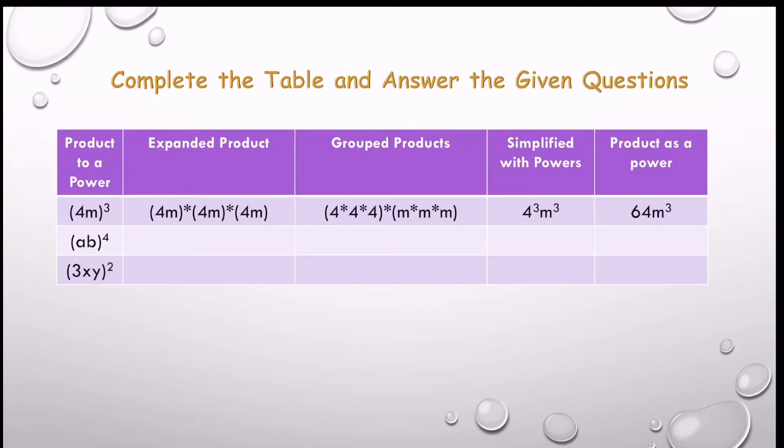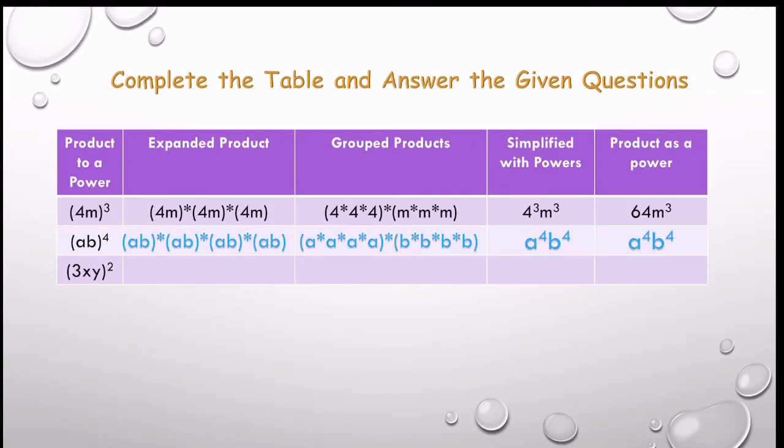So let's go through and do this. It says AB to the 4th. What that means is I have A times B 4 times. What I want to do is group my A's together and my B's together, and then count how many there are. Well, there's 4 A's, there's 4 B's. So that's my answer. I can't do anything else. There's nothing else I can do.